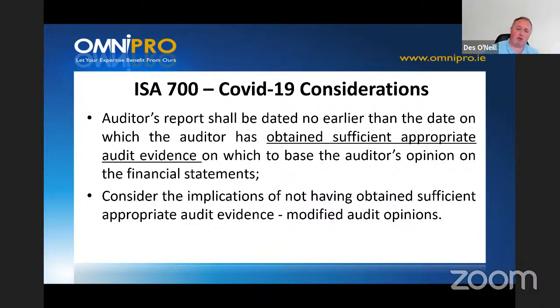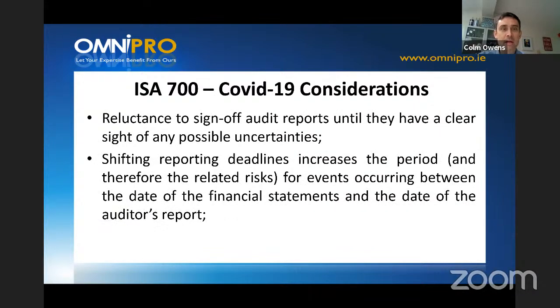Colm, back to you. ISO 700. Yeah, it goes back to all what you've been saying from the start. You can't sign off until you've got sufficient appropriate audit evidence. How do you get that? It's 500. Its documentation is 230. So it does all tie in. And I think this slide probably ties it up. There was a reluctance to sign off until you got clear sight of uncertainties. Are we ever going to get clear sight? And then just watch out for the shifting deadlines.